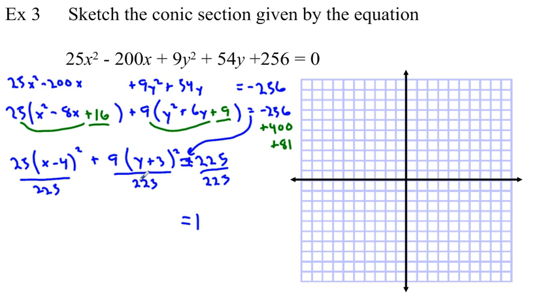For each of these, we want to simplify or reduce these fractions. Well, if you divide top and bottom by 9, you get 1 on top, so we're just going to write 1 times y plus 3 squared, and we get 25 on the bottom. This fraction, if we divide top and bottom by 25, we get 1 on top, so we're just going to say 1 times x minus 4 squared, and we get 9 on bottom.